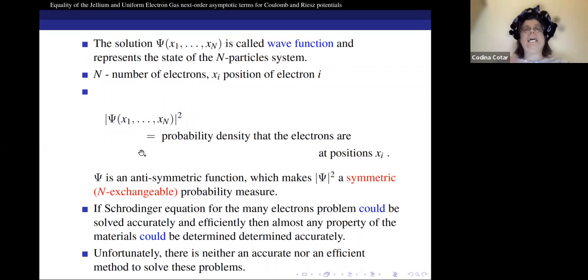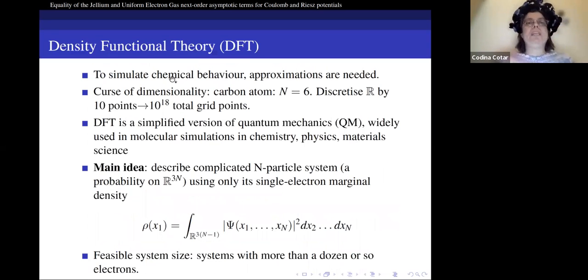Now, what we would like to do is solve the many electron Schrödinger equation. And if we could do that, pretty much almost any property of the materials could be determined accurately. However, we cannot solve it. So what physicists have come to do, they have created something called density functional theory, which is an approximation, or trying to approximate the solution to the Schrödinger equation. However, you run into the curse of dimensionality. And the curse of dimensionality comes at quite small electron values.